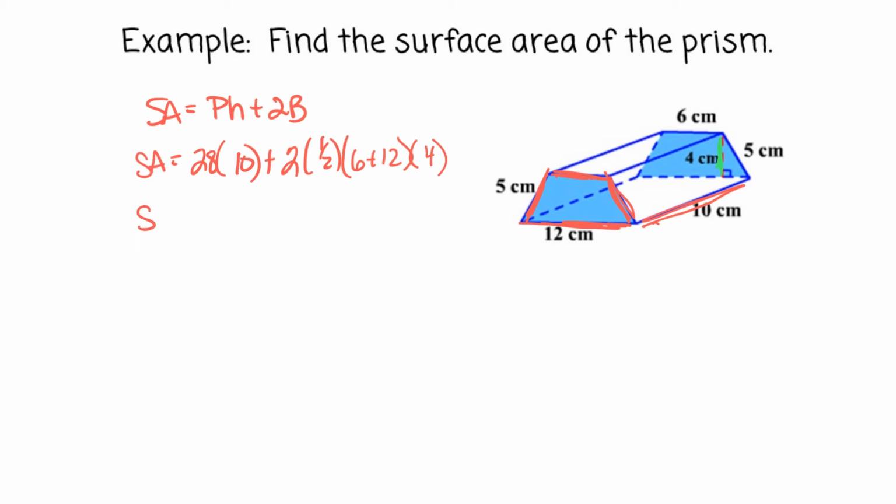All right, so let's simplify. 28 times 10 is 280. For my trapezoids here, the 2 times 1/2, that's a unit of 1. And then 6 plus 12 is 18. And 18 times 4 gives me 72. So my surface area is 352 square centimeters.